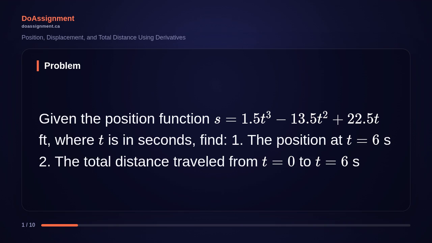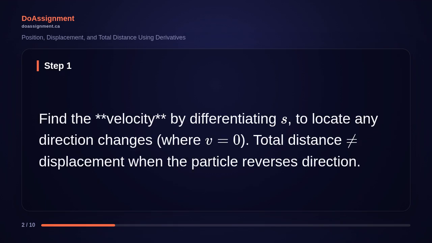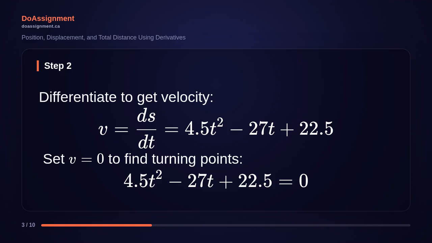Now, let us work through the solution step by step. To find total distance, we first differentiate the position function to get velocity, then find when the particle stops and reverses direction. Differentiating gives velocity equals 4.5 t squared minus 27t plus 22.5. Setting velocity equal to 0 gives 4.5 t squared minus 27t plus 22.5 equals 0.